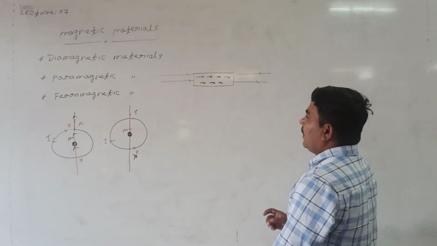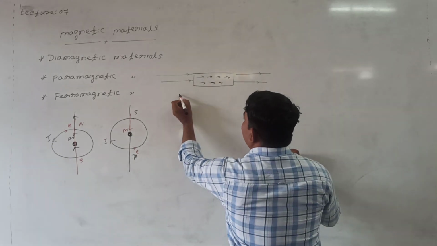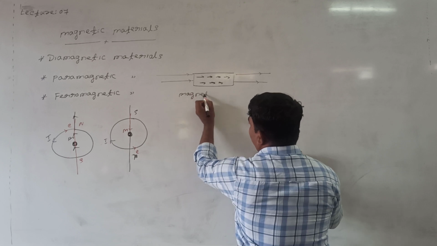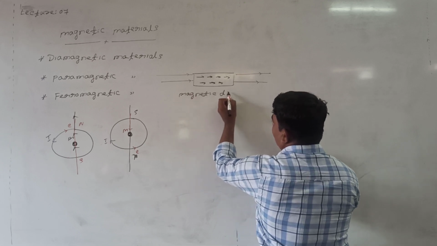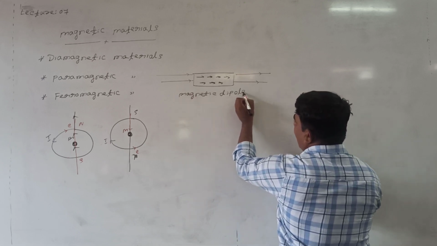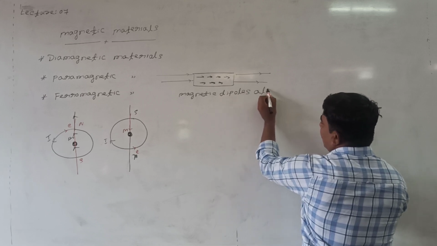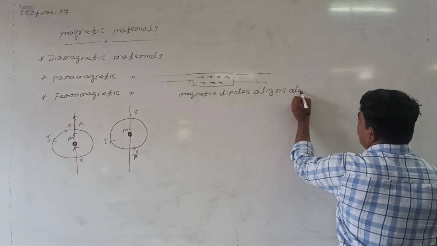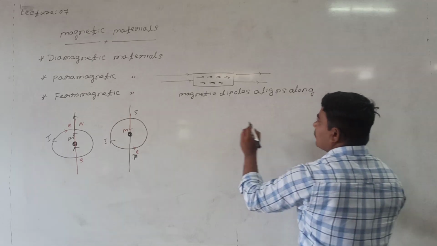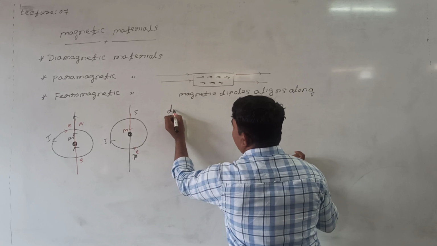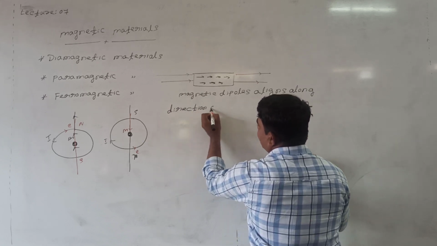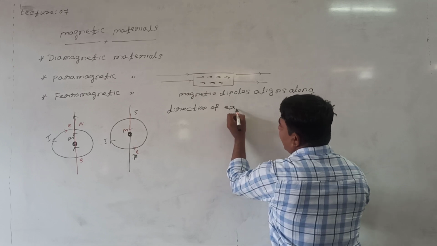I mean, in an external magnetic field, magnetic dipoles align along the direction of the external magnetic field.